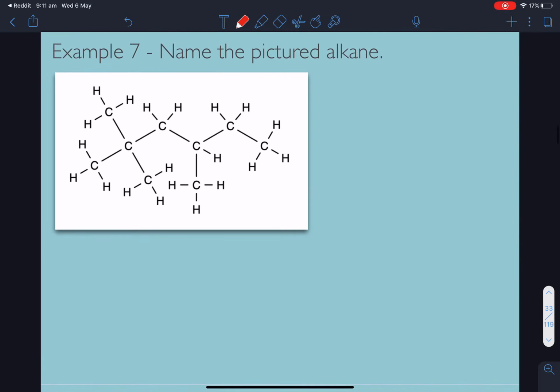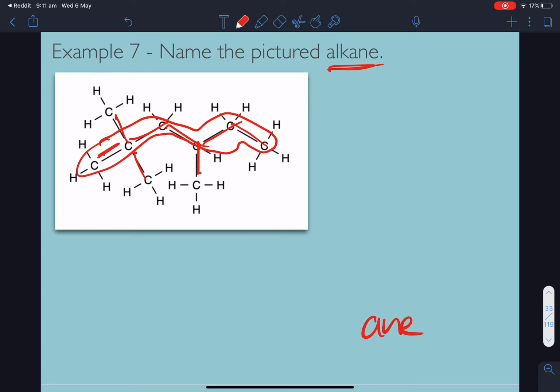Okay, name this one. Okay, it's an alkane. Well, it's telling us from the question, but let's just make sure. Single, single, single, single, single, single. Okay, oh, single. Got a lot of branches here. But I can see this long chain here. Alright, so I've got an N. How many are in this long chain? 1, 2, 3, 4, 5, 6. 6.